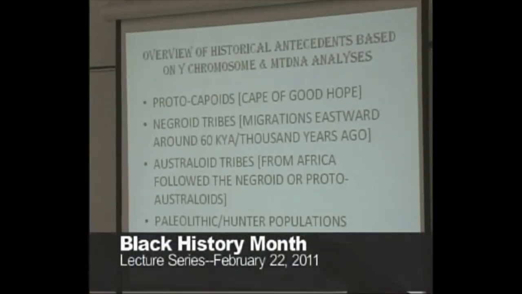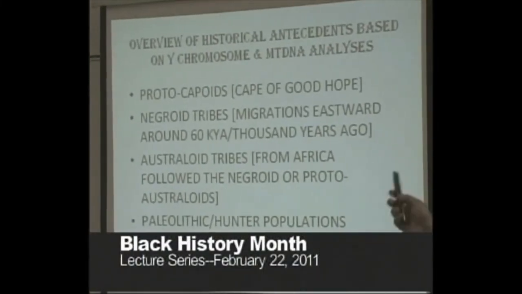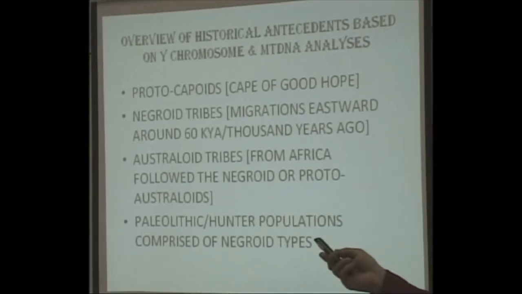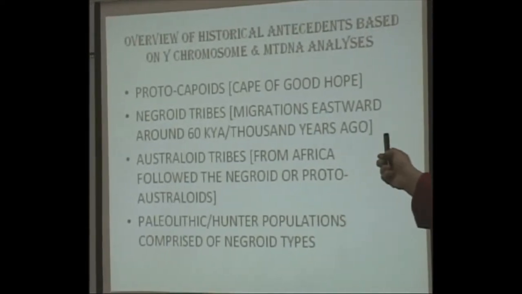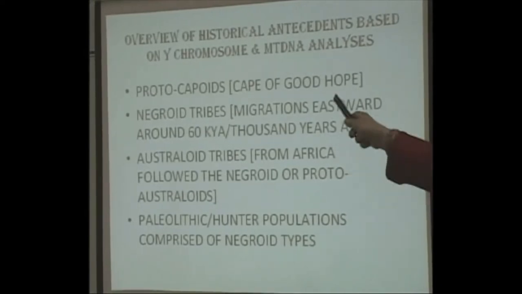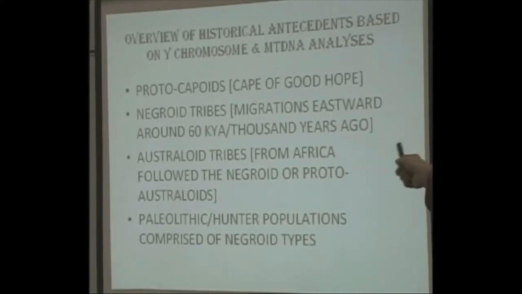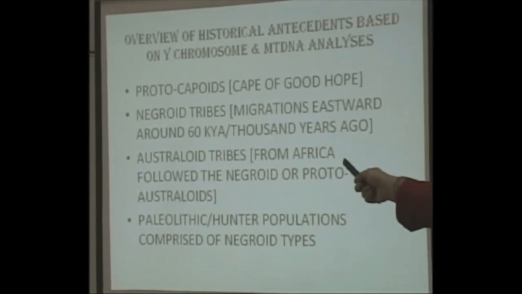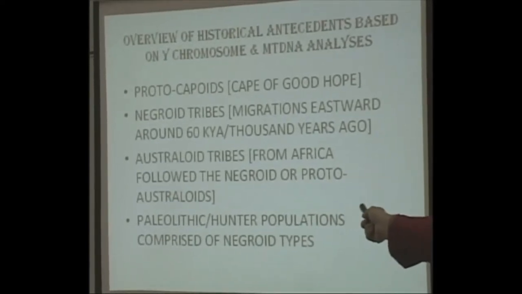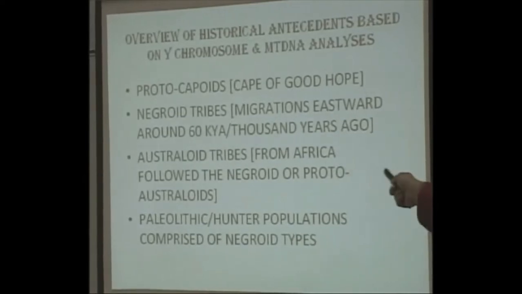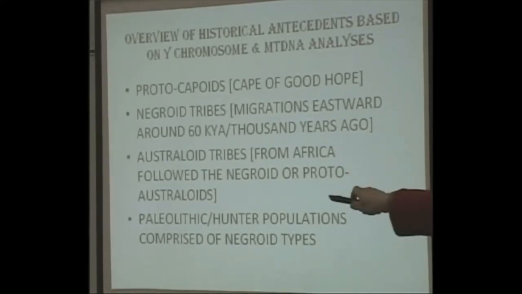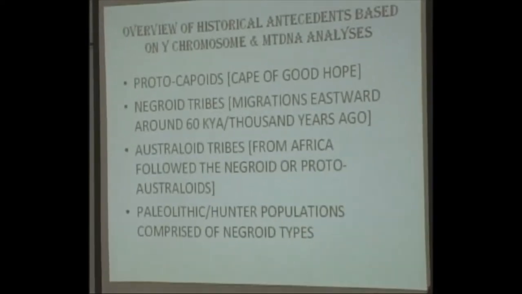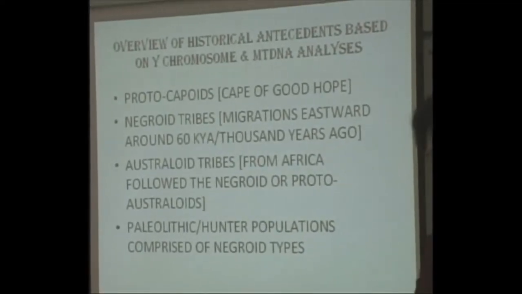Okay, so this is again what I just explained. I broke it down for you to understand. So you have the Proto-Capoids from the Cape of Good Hope. From them came the Negroids who migrated to India and beyond to Australia. The Australoid tribes are also of African origin, and they followed the Negroid, and then you have the Paleolithic groups all over South Asia being African.